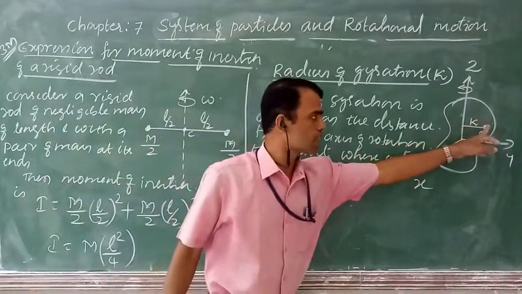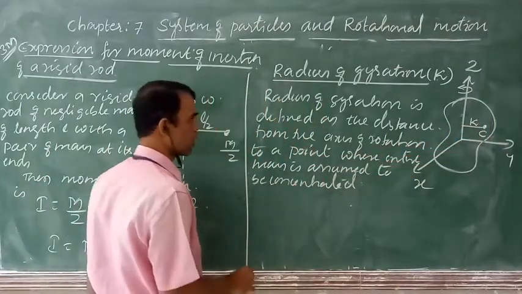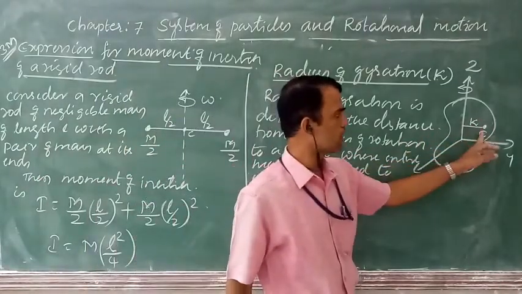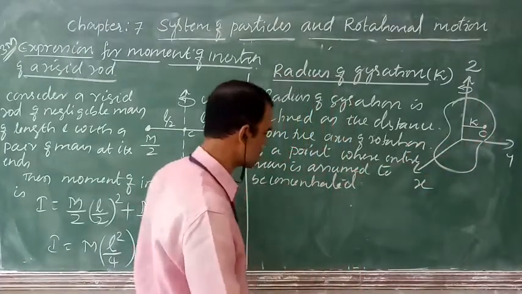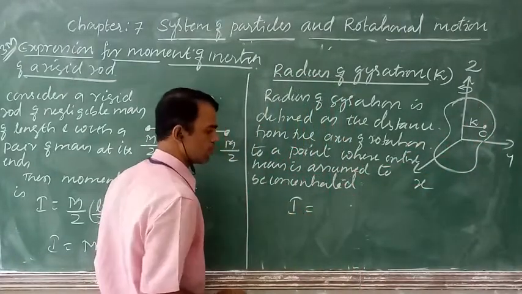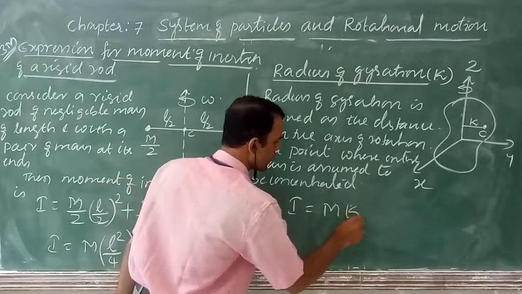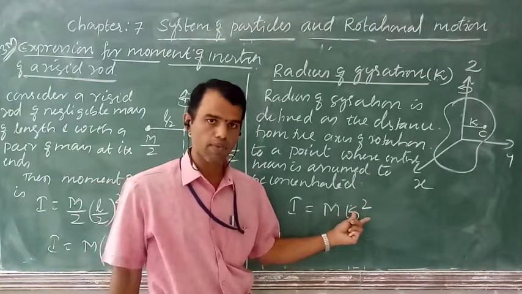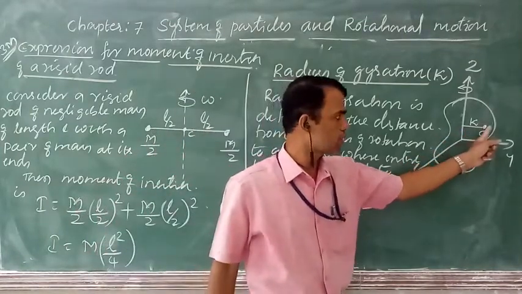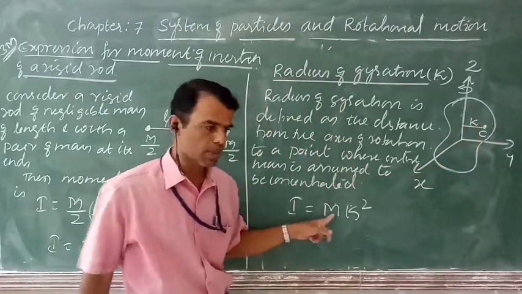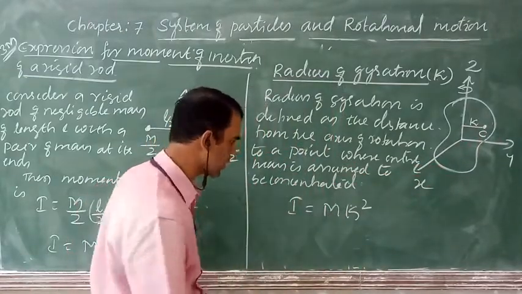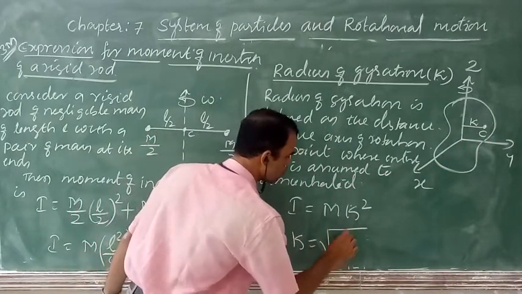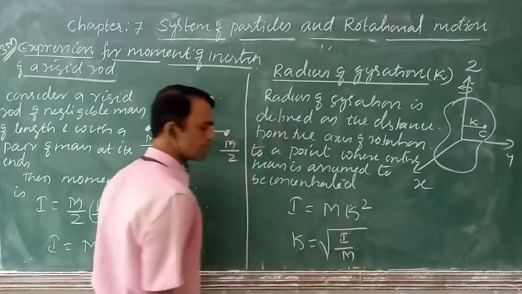If k is the distance from the axis of rotation to the point where the entire mass is assumed to be concentrated, for a rigid body capable of rotating about an axis, then its moment of inertia can be written as I is equal to m k square. Moment of inertia is the product of mass and the square of the distance from the axis of rotation. If k is the distance from the axis of rotation and m is the mass of the rigid body, then I is equal to m k square. Therefore, the radius of gyration is given by k is equal to root of I divided by m.